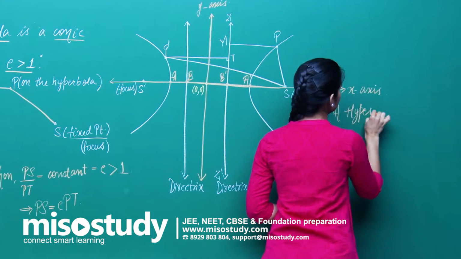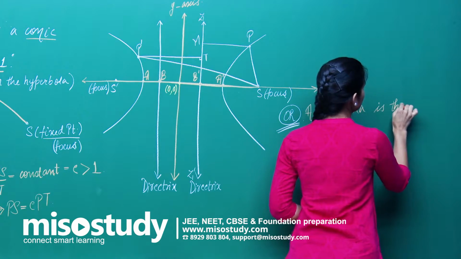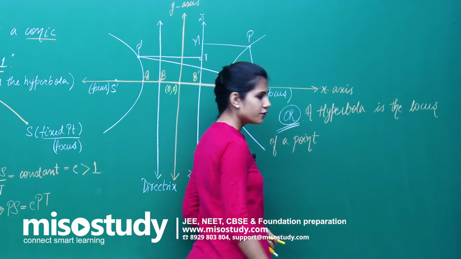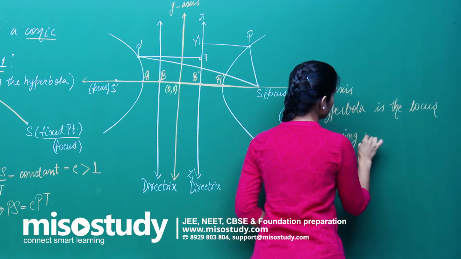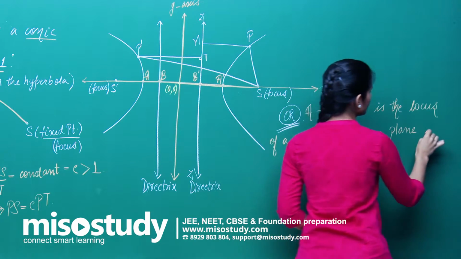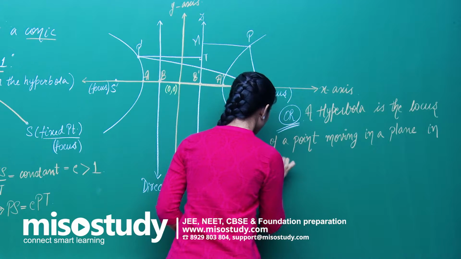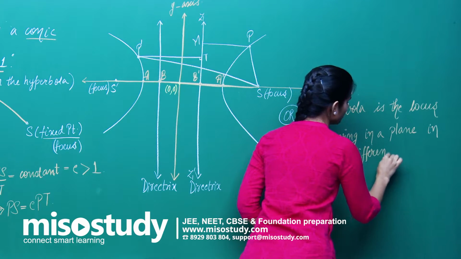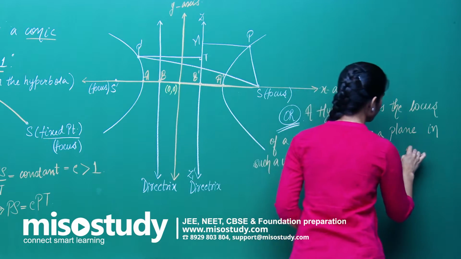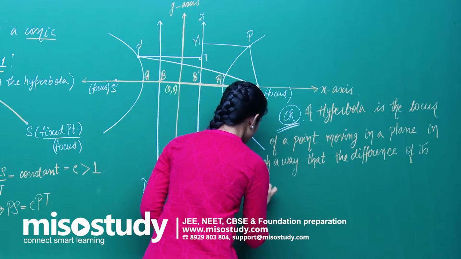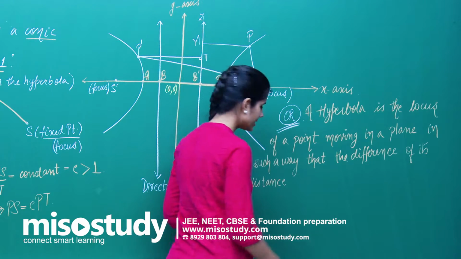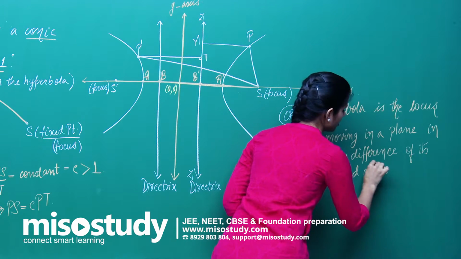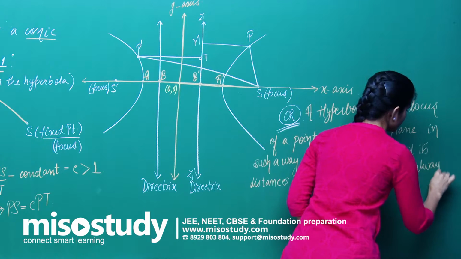A hyperbola is the locus of a point moving in a plane in such a way that the difference of its distances from two fixed points is always constant.